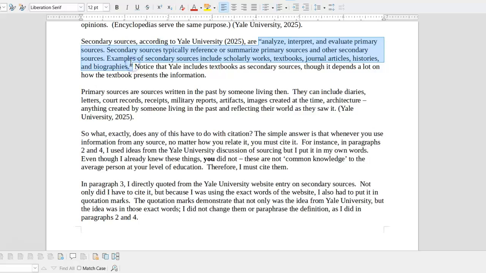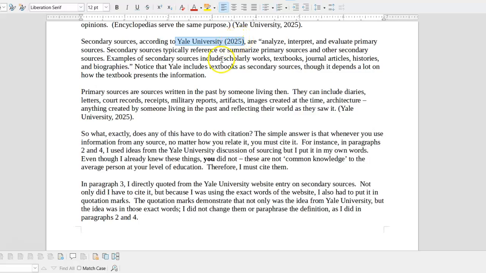Now notice, this information is in quotation marks because it is a quote. I directly took the words from the Yale University website and put them here. My citation for it is not at the end because I cite it right here just before it. I actually give you that same thing, and because I'm referring directly to it, I don't have to put the university itself, Yale University, in the parentheses.